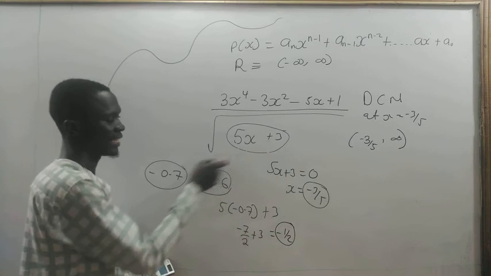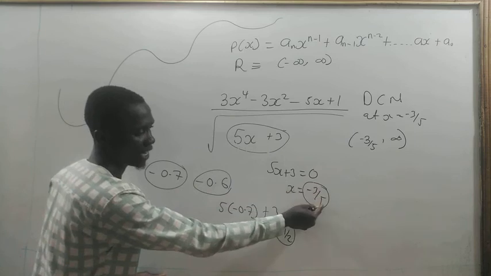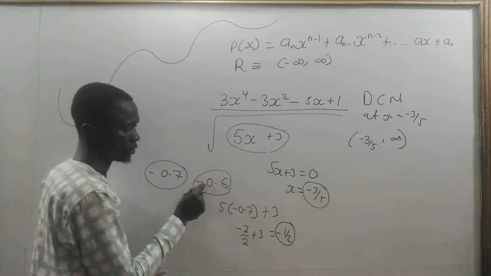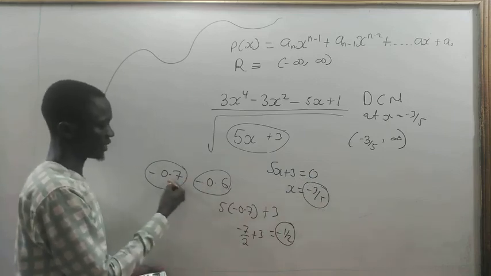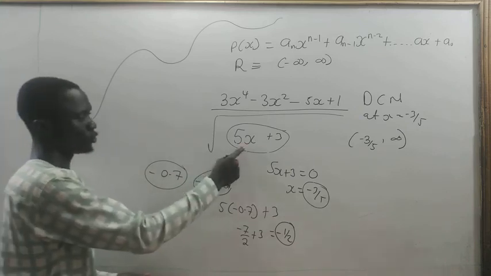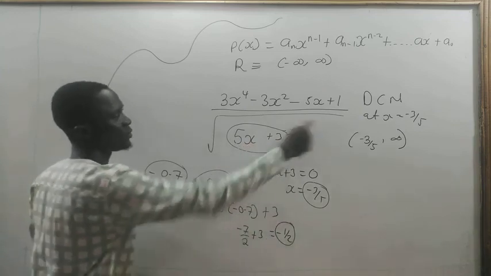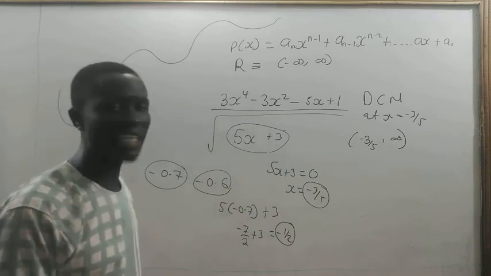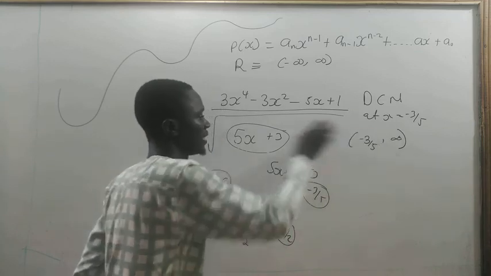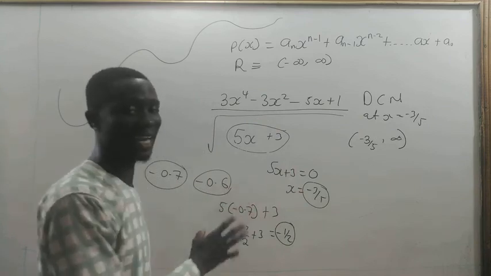So if you take any number less than minus 3 on 5, have you seen? I converted minus 3 on 5 to decimals so that you can see how it is. Minus 3 on 5 in decimals is minus 0.6, and minus 0.7 is less on the number line, to the left. So if you put minus 0.7 here, you get negative half, and we can't take the square root of that. So we cannot include numbers less than this, for they will give us the square root of negative numbers, which will be complex, and undefined in real numbers.